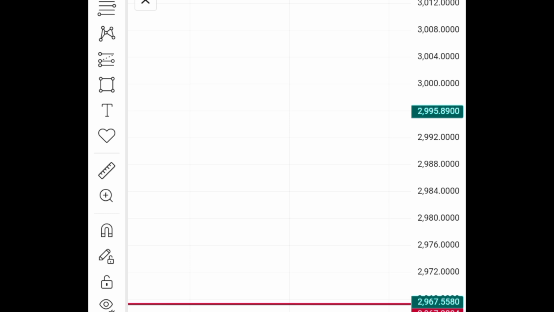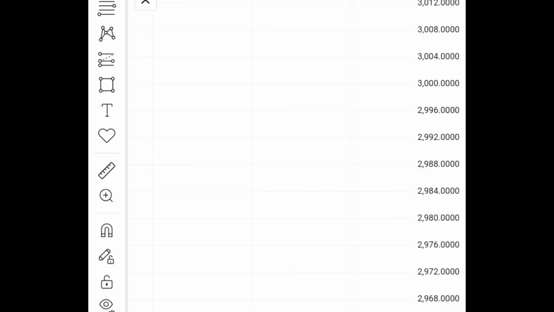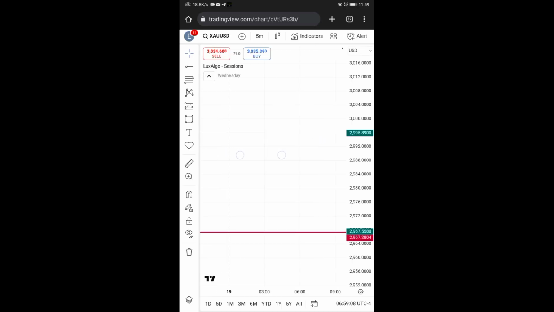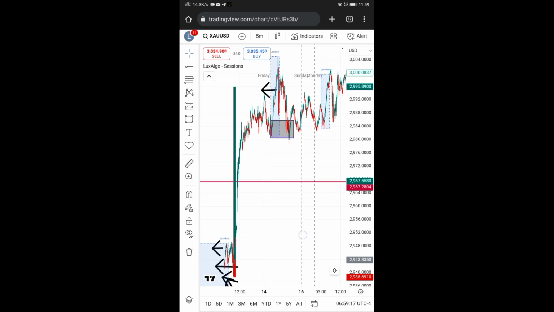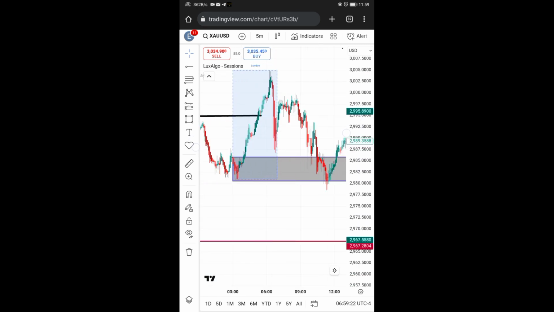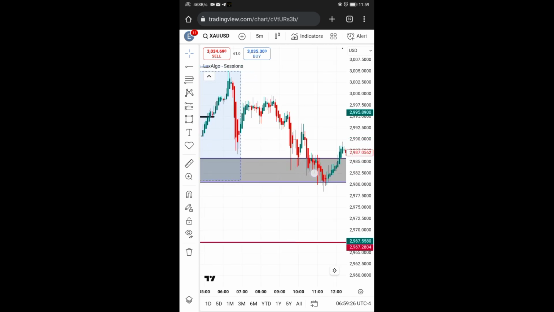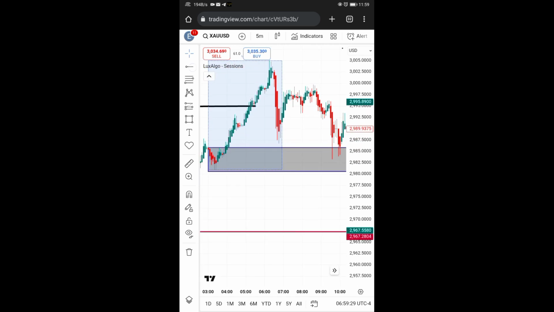That is our 5 minutes. Then turn it back to your Heikin Ashi candle. We turn our candle back to our Heikin Ashi candle. So let us go and look for entry. So here, this is the zone that we marked. We've seen that this market was able to come inside.